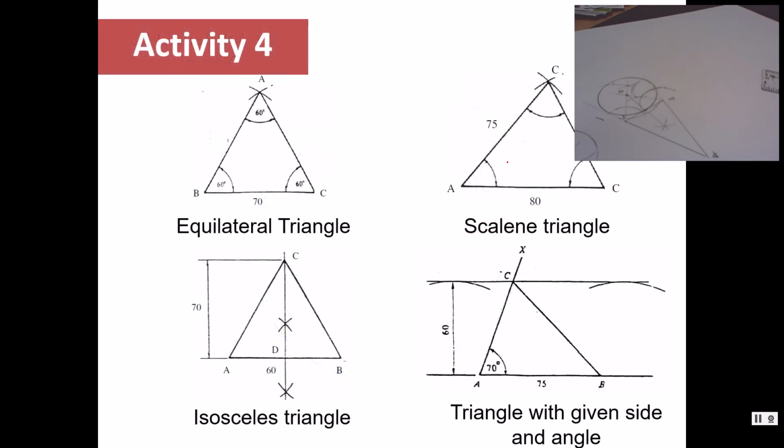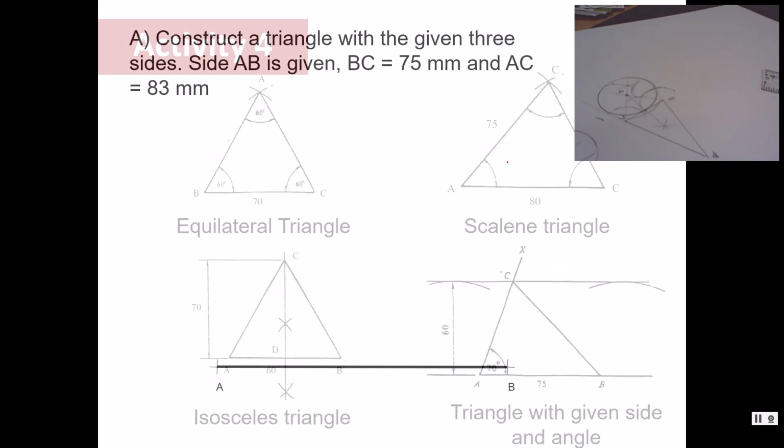Okay, so now we are going to do activity 4, and it's about drawing the triangle. Before this we tried to draw the equilateral triangle, but there is a way of doing that, and we are going to do it now. Besides that we have the scalene triangle, isosceles triangle, and triangle with a given side and angle.